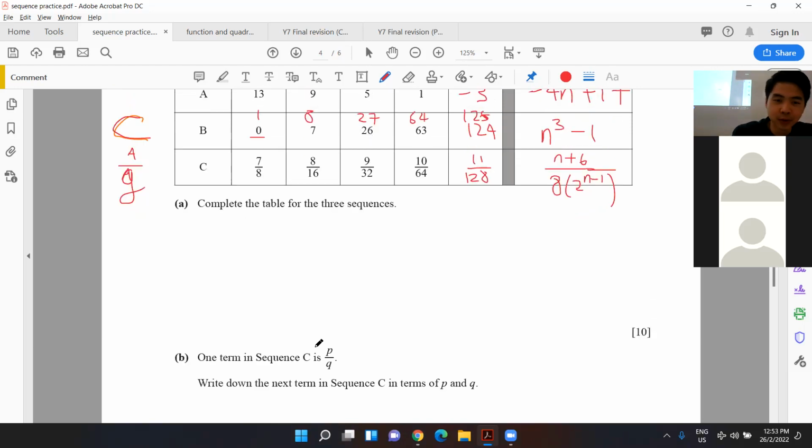Okay, looking at this next part here. One term in the sequence is P over Q. Write down the next term in the sequence in terms of P and Q. So if somewhere down the line you have P over Q, what's going to be the number after that?